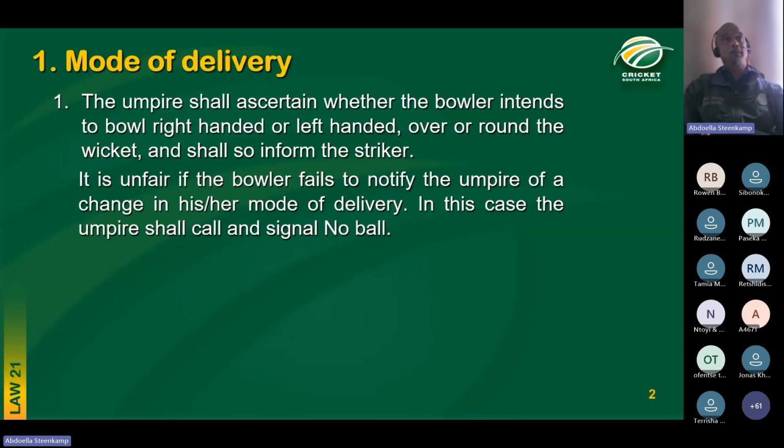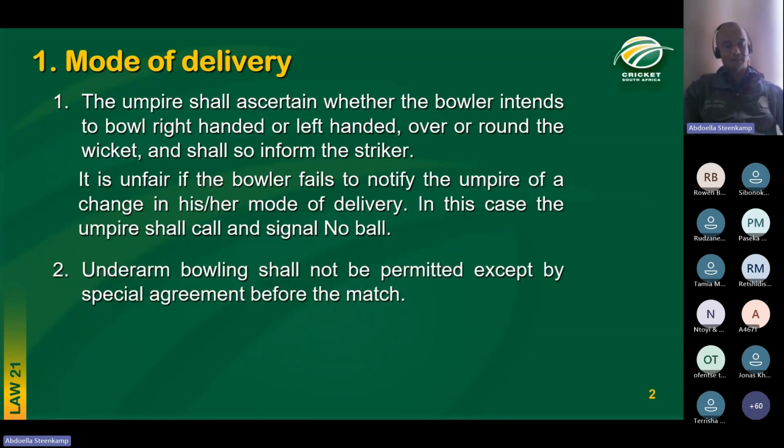Another example: let's say a bowler tells you he or she is bowling right arm over the wicket, and then three balls later the bowler tells you, umpire, I want to bowl left arm around the wicket. Can that happen? Yes, it can happen. The bowler can bowl with whatever hand they choose, as long as they inform the umpire, and the umpire in turn informs the striker. So if a bowler does change their mode, you need to call and signal no ball.